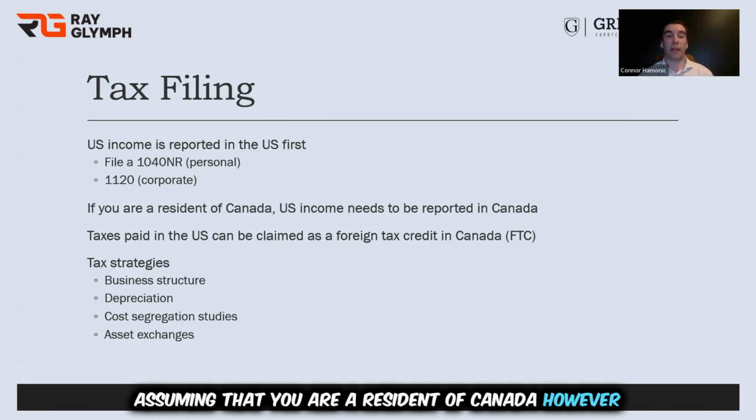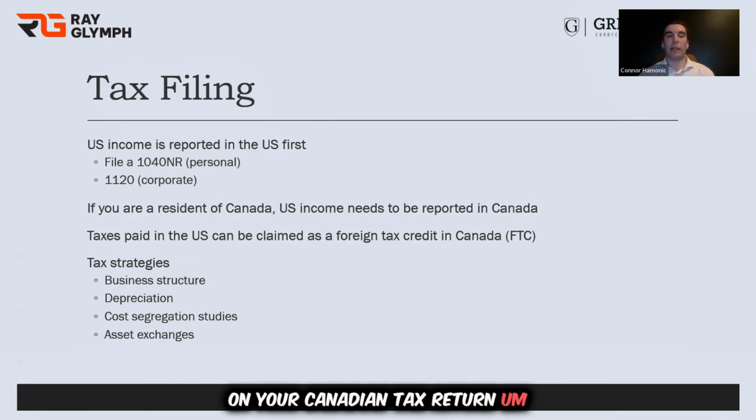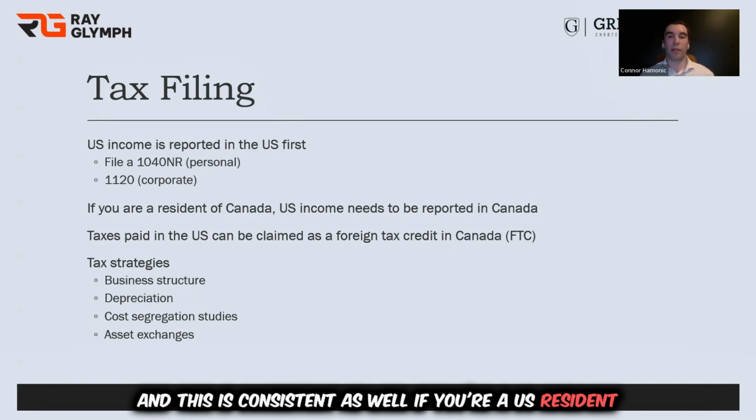Assuming that you are a resident of Canada, however, the income still needs to be reported in Canada on your Canadian tax return. This is because as a Canadian resident, your worldwide income is taxed. And this is consistent as well. If you're a US resident, your worldwide income would be taxed in the US.